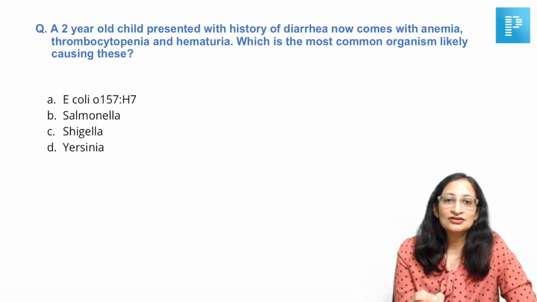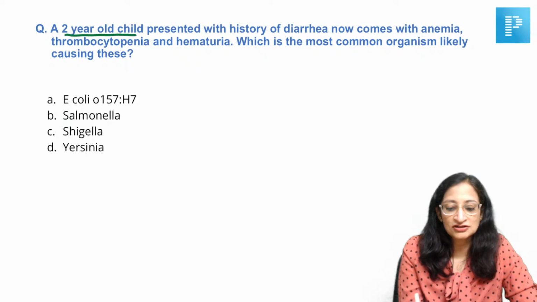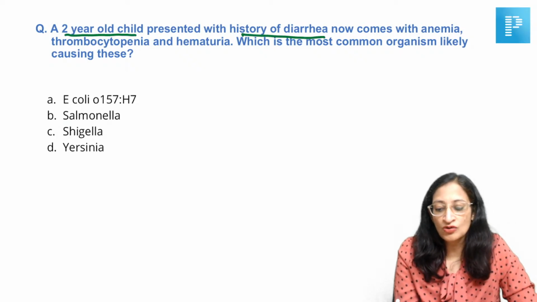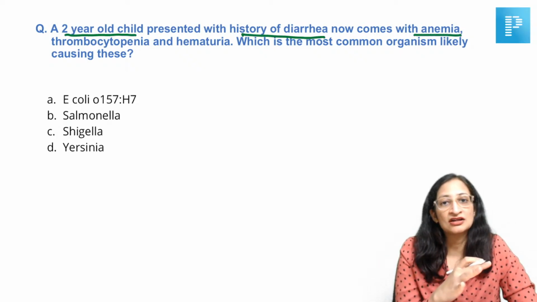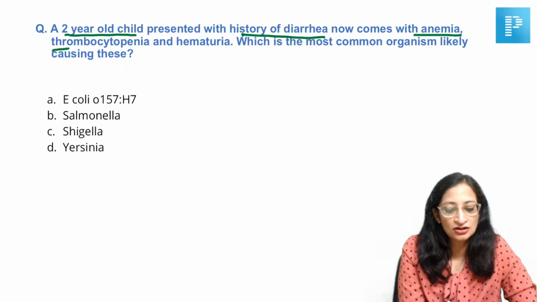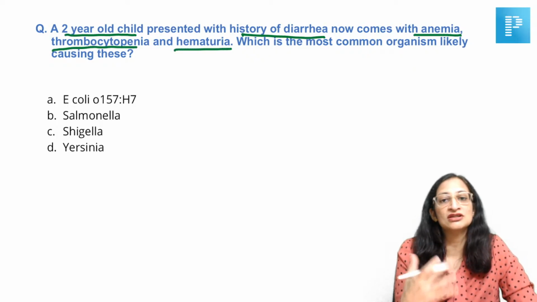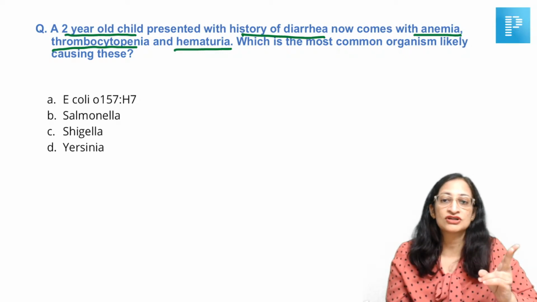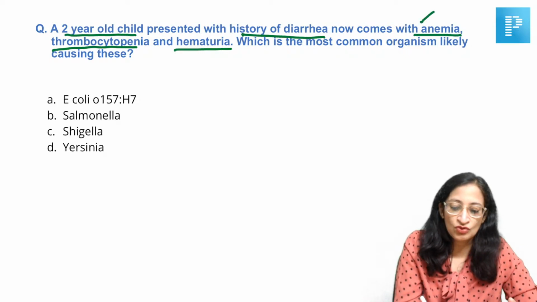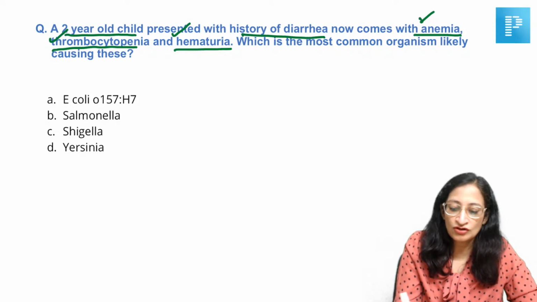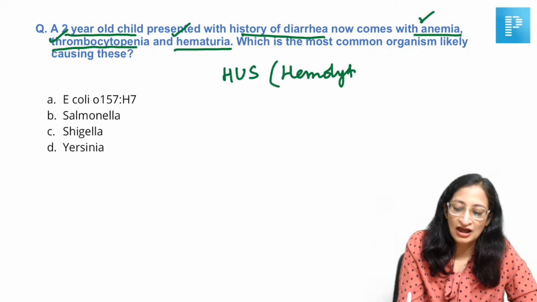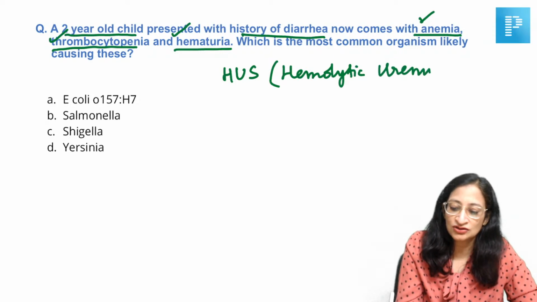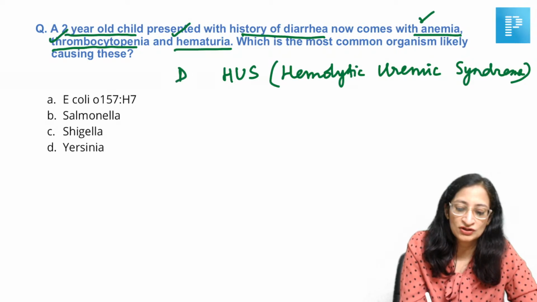So the next question: a 2-year-old child presented with a history of diarrhea. Now comes with anemia, thrombocytopenia, and hematuria, meaning some renal dysfunction. Whenever you get this triad of anemia, thrombocytopenia, and renal dysfunction, what should you think of? We should think of HUS, or hemolytic uremic syndrome, right? And because this is preceded by diarrhea, in this case it will be D plus HUS.